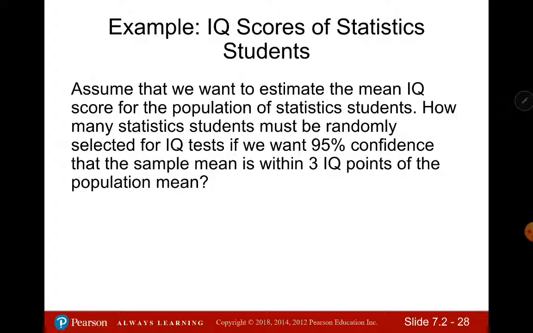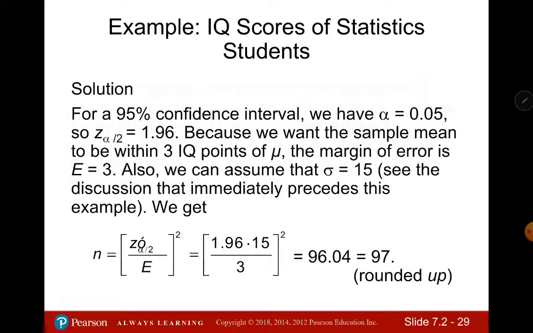So let's check this problem. If we want 95% confidence level and within 3 IQ points, within 3 IQ points means the maximum error is 3 points, right? So we check the formula. It's just Z sub half alpha times sigma divided by E. Because we already know alpha here is 0.05, so half alpha is still 0.025. It's the special one, 1.96. I hope you can memorize that one.